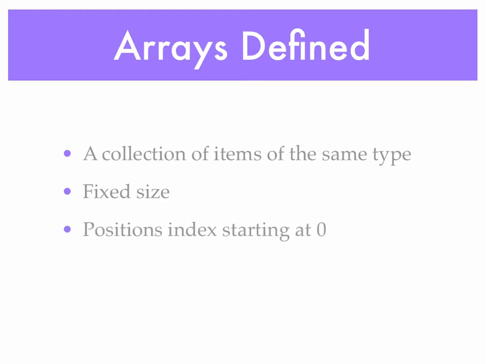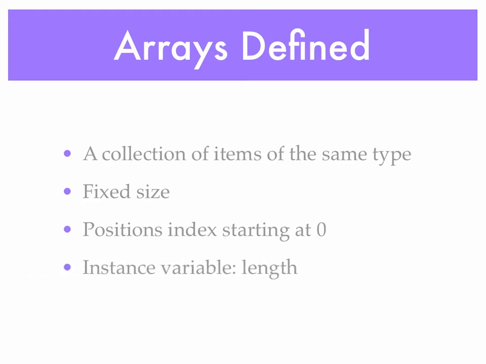Now, the positions in an array are assigned numbers, indexes. And so we have these index numbers begin at 0. Just as with a string we have the first character is at position 0, the same with an array. The first thing in an array is at position 0.